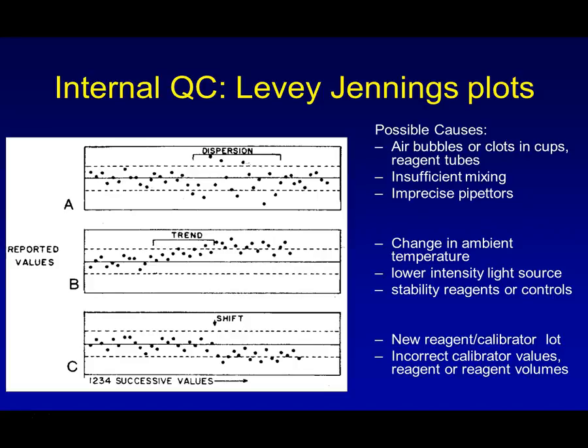In panel C we see a shift, an immediate change of the internal quality control outcomes, and this can be caused by a new reagent or a calibrator lot, or incorrect calibrator values, reagents or reagent volumes.